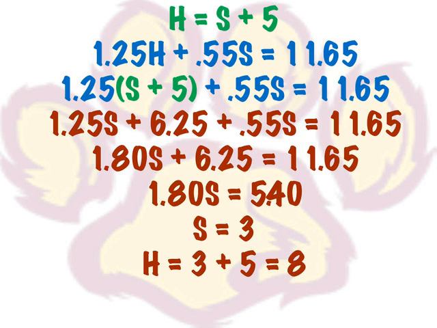Final step for solving for S is to divide by $1.80. So $5.40 divided by $1.80 gives us S equals 3. Well, the problem asked us for the number of hot dogs. So we need to take that S amount and plug it back into that first equation. First equation was H equals S plus 5. So S comes out, 3 goes in. So we now have H equals 3 plus 5. And 3 plus 5 is 8. So we know that Pablo bought 8 hot dogs.